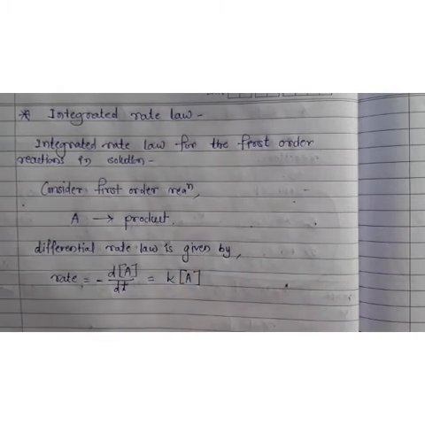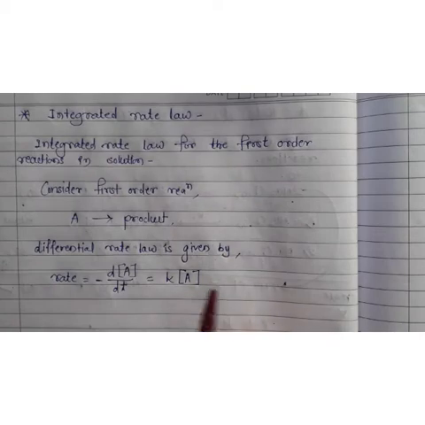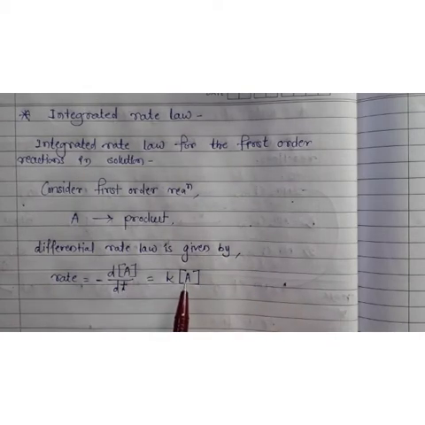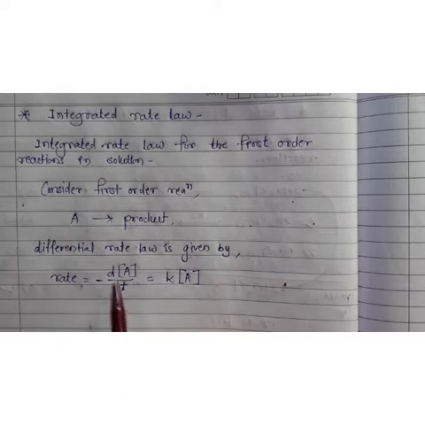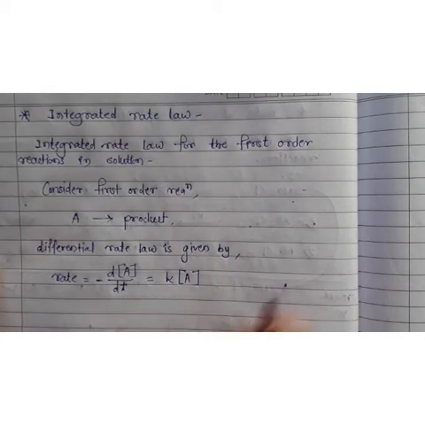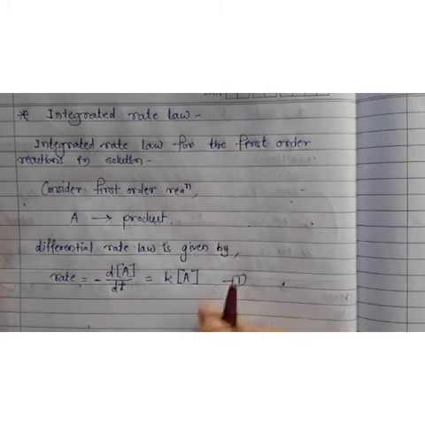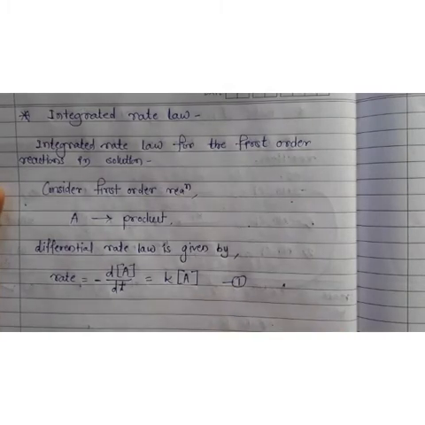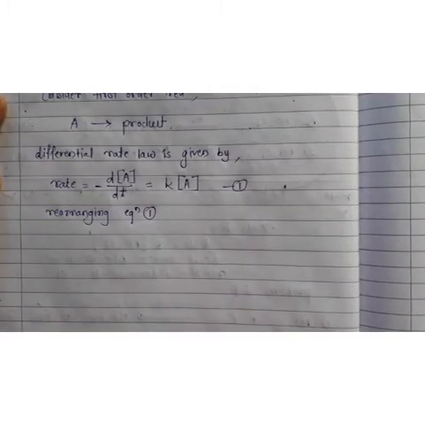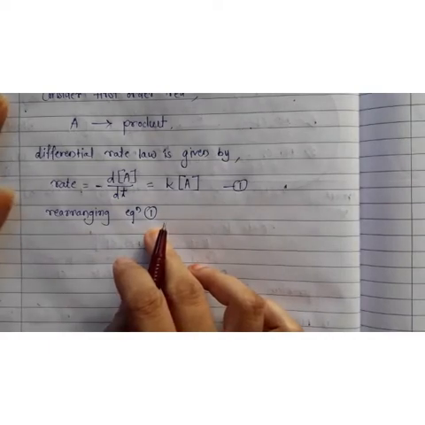Now in this equation, A is the concentration of reactant at time t. dA means the change in concentration of reactant A with change in time. Now let us rearrange this equation, equation number 1.